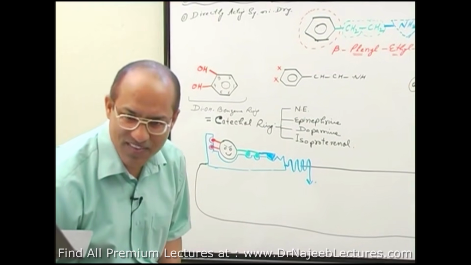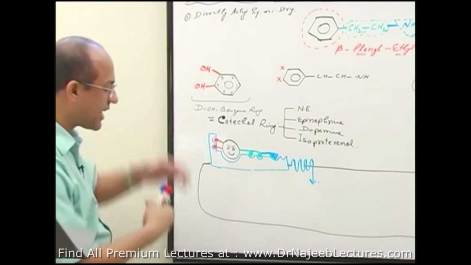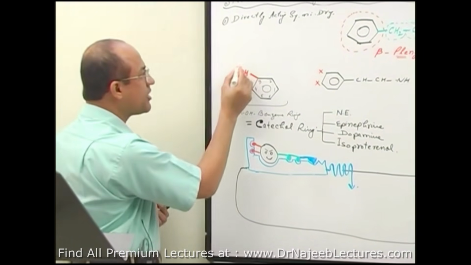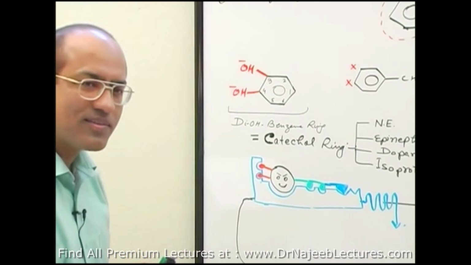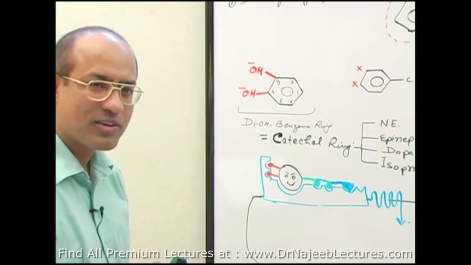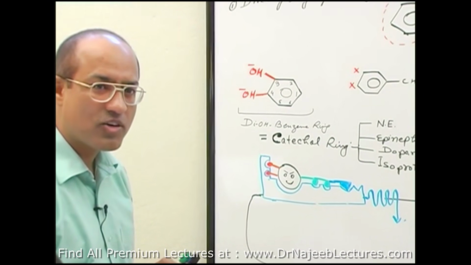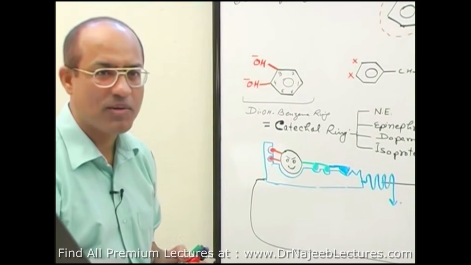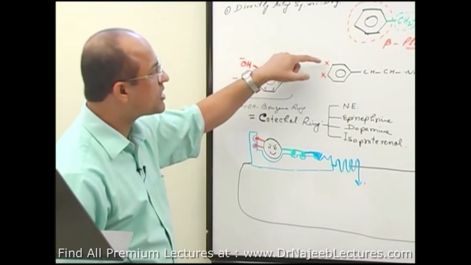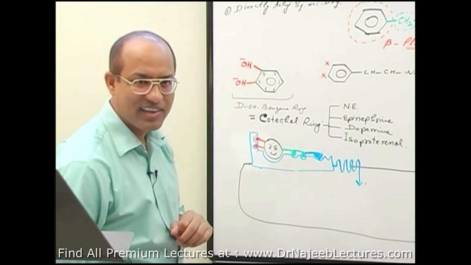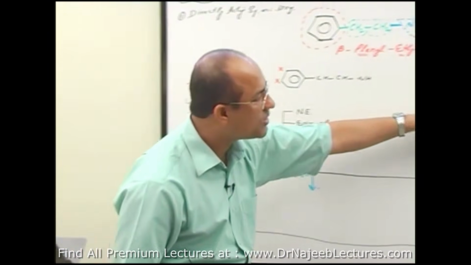Am I right or wrong? Because hydroxyls carry negative charges, and by removing these hydroxyls, actually what you are doing is making the drug less polar and more lipid soluble. So such a drug which does not have third and fourth hydroxylations can easily enter into the nerve ending.